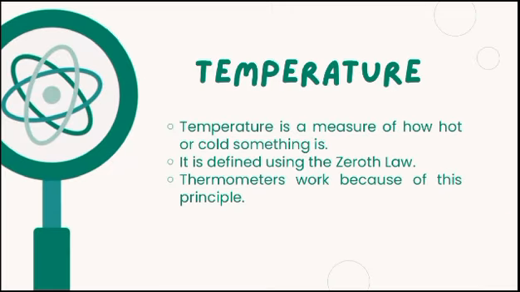Next, let's define temperature. Temperature simply measures how hot or cold something is. And the Zeroth law is the reason we can measure temperature correctly. When a thermometer is in thermal equilibrium with an object, it shows that object's temperature. That's how thermometers work. They rely on the principle of the Zeroth law.